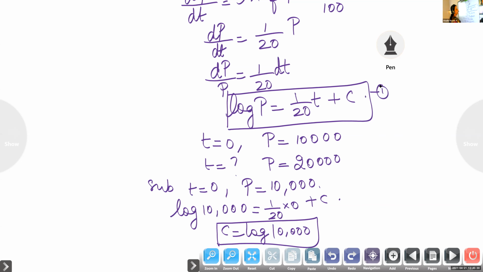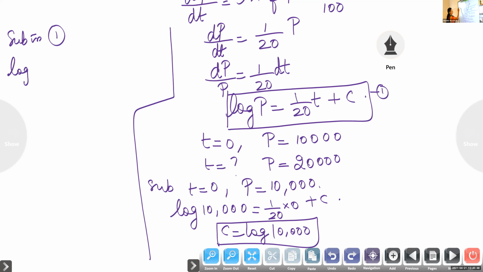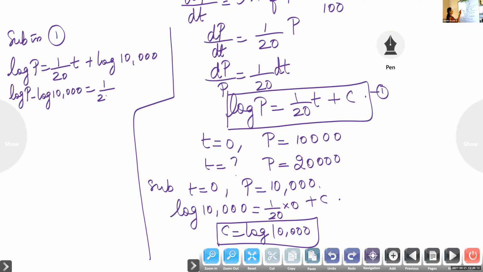Name this as equation 1. After finding C, substitute that in equation 1. When we substitute in 1, we get log p is equal to 1 by 20 t plus log c. Log c we are getting as log 10,000. Now take log 10,000 to the other side: log p minus log 10,000 is equal to 1 by 20 t.